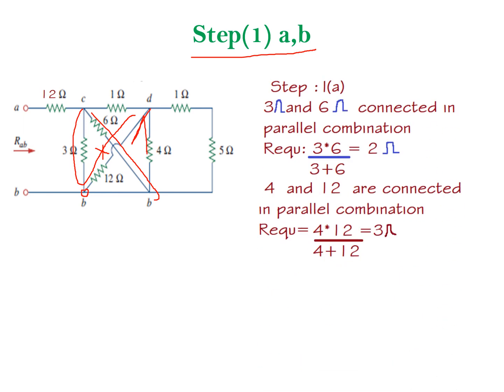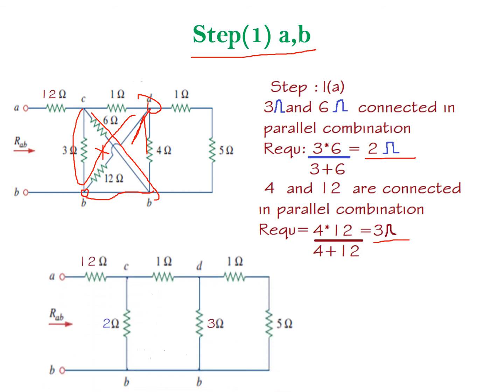3 ohm and 6 ohm are both connected in parallel, resultant 2 ohm. 4 ohm and 12 ohm are connected in parallel. Here both the ends are connected together. So what is the resultant value? That is 3 ohm. Now this diagram shows 12 ohm, 1 ohm, 1 ohm, 5, here 3 and 2. Reduced network.